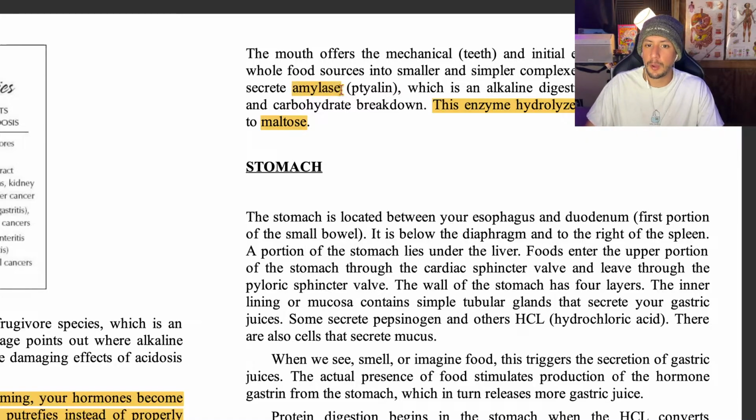But it is not present at all in a carnivore's mouth, because they have no need for amylase because they don't do any alkaline digestion.